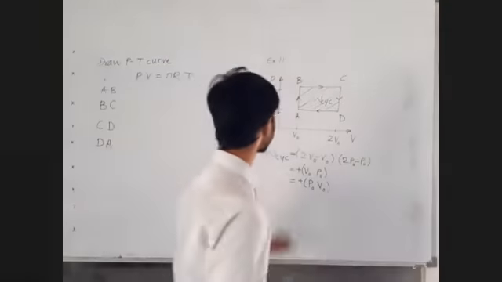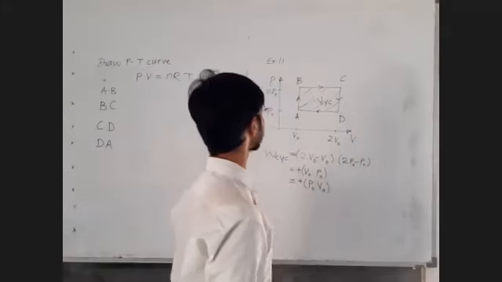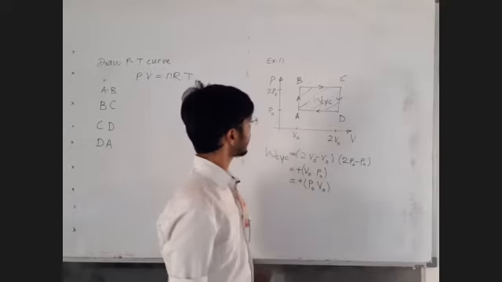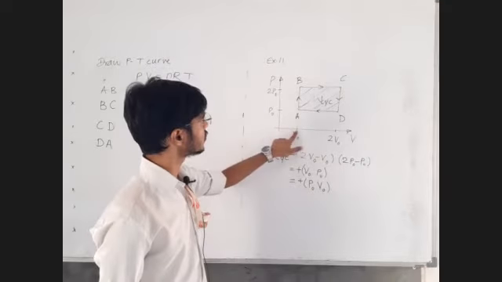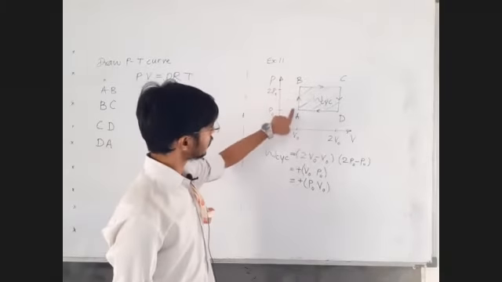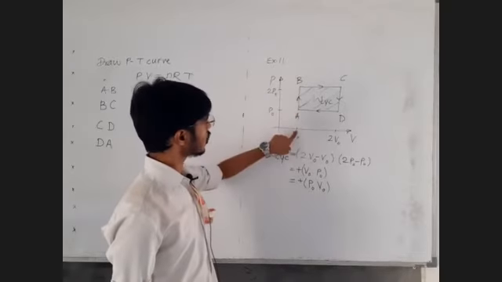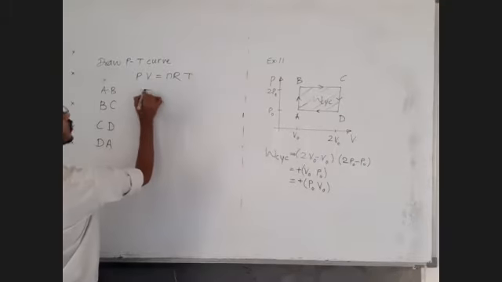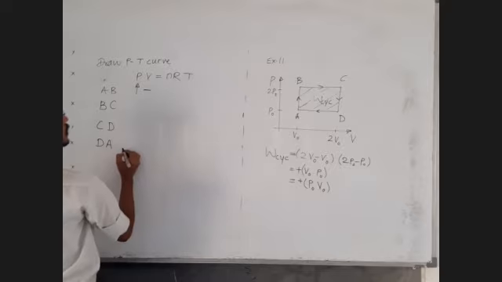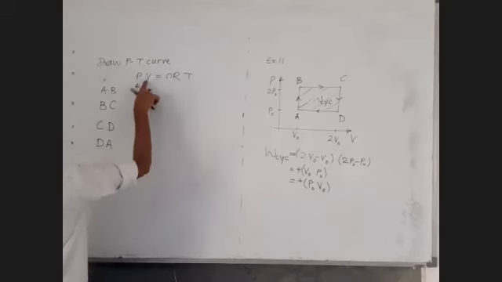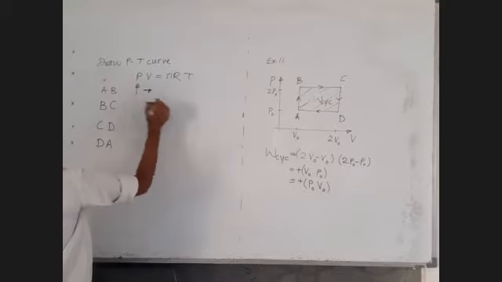Okay, then we have to observe A to B. In the A to B diagram, volume is constant and pressure is increasing. Listen to me carefully. In the A to B curve, volume is constant and pressure is increasing. You may draw an arrow like this, no problem.